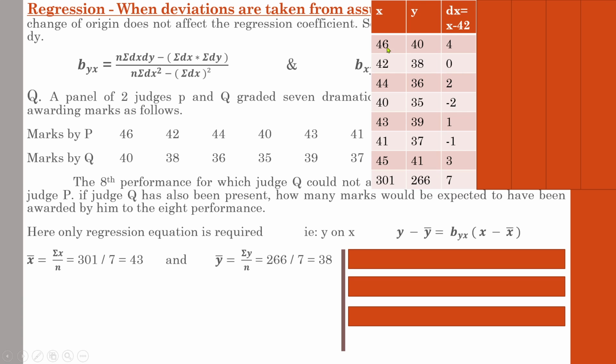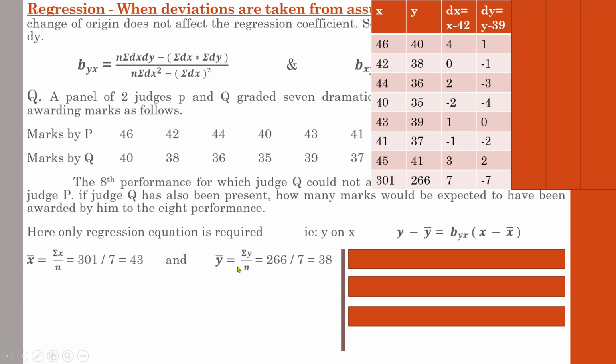So x minus 42 means each value minus 42. So you will get 46 minus 42, 4. Likewise, you will get dx with the values 4, 0, 2, minus 2, 1, minus 1, 3 and 7. Once you have found dx, you have to do the similar step for dy also.